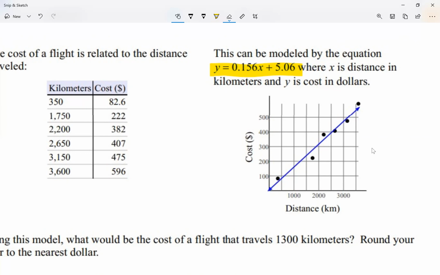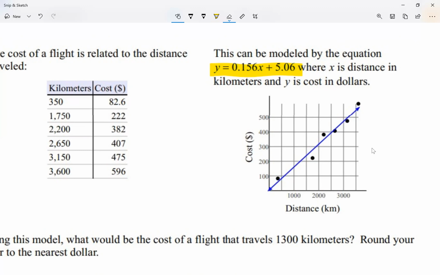But then I drew this line. Later on in the future, you're going to learn how to come up with that line. That line is what we call the line of best fit. Basically, what that line represents is that half of my points should be above the line and half of my points should be below the line. So we call it the line of best fit.